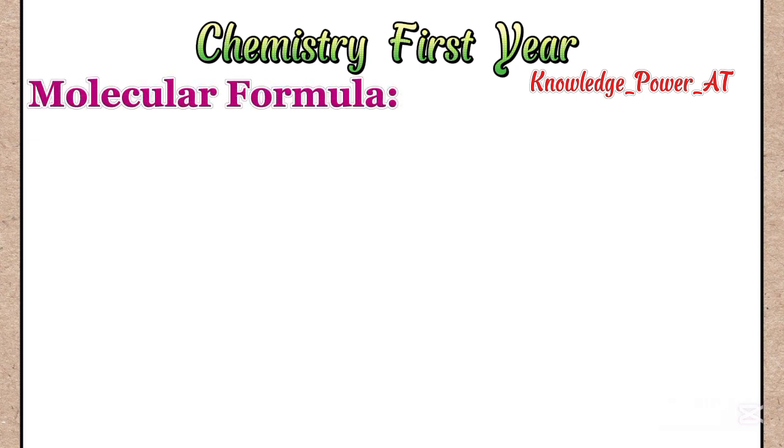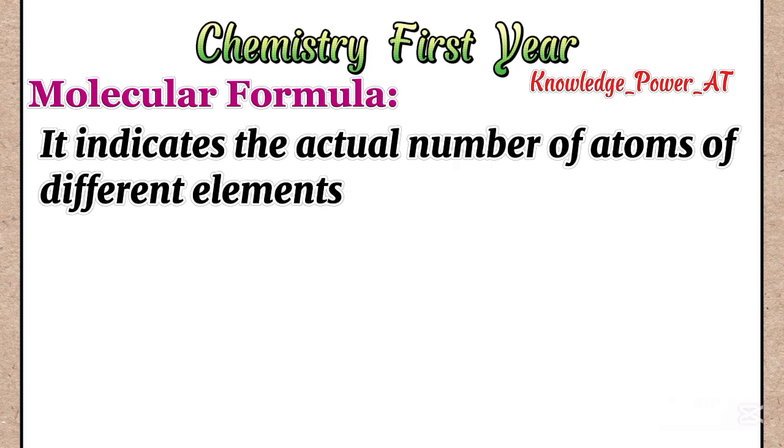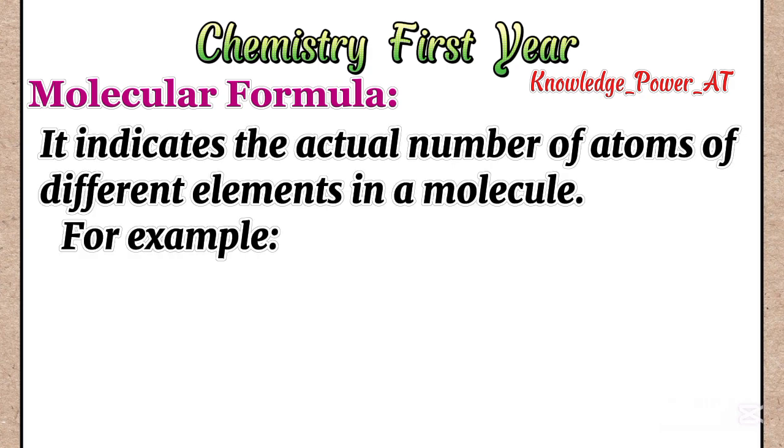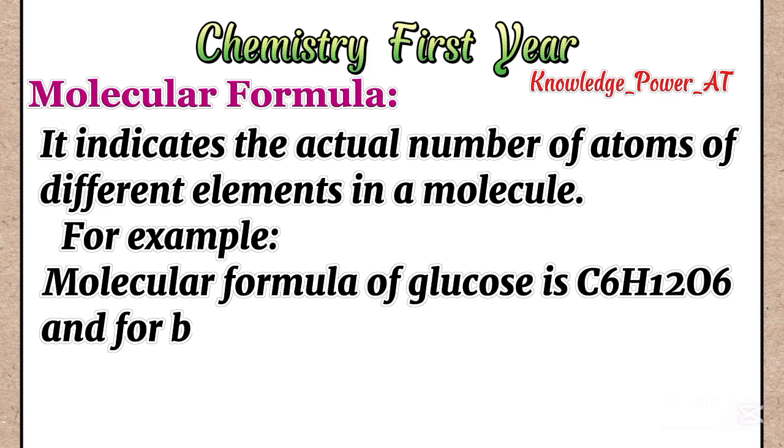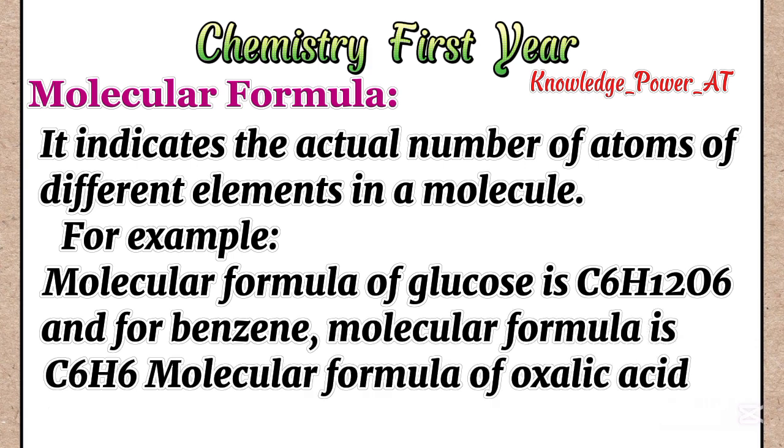Molecular formula. It indicates the actual number of atoms of different elements in a molecule. For example, the molecular formula of glucose is C6H12O6 and for benzene, the molecular formula is C6H6. The molecular formula of oxalic acid is H2C2O4.